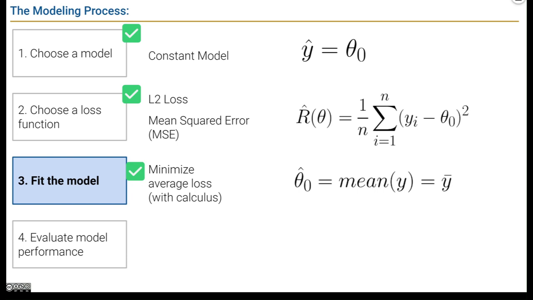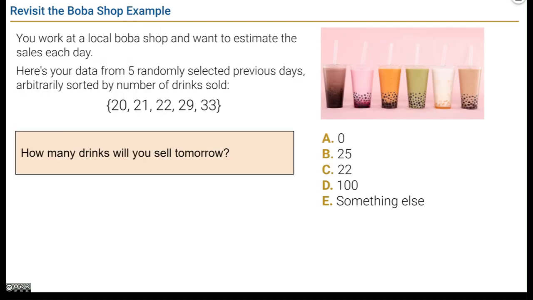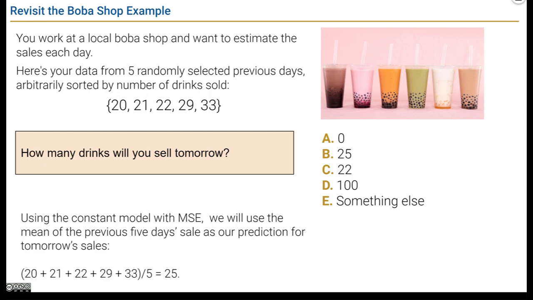So to recap, we decided we were going to use the constant model. We chose the L2 loss, which led us to minimize the mean squared error. And we found the constant that minimizes the mean squared error is actually the mean y bar of our data. So if we go back to the original question we started with, I'm at this local boba shop, I'm estimating the sales each day. I would use the mean of these 5 numbers as my model for how much I'm going to predict I'm going to sell the next day.